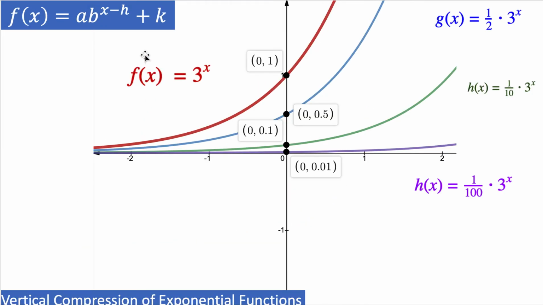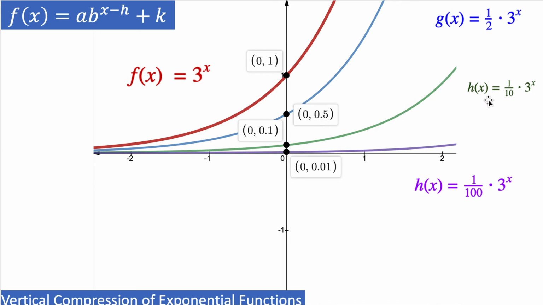Vertical compression. Vertical compression happens when the absolute value of a is smaller than 1, less than 1. For example, we have the parent function like before, 3 to the exponent x, and if a is 1 over 2, which is less than 1, the parent function is going to be compressed to reach this point here. As I mentioned before, the point (0, 1), if you multiply by 1 over 2, you get 0.5. So now the y-intercept is (0, 0.5).